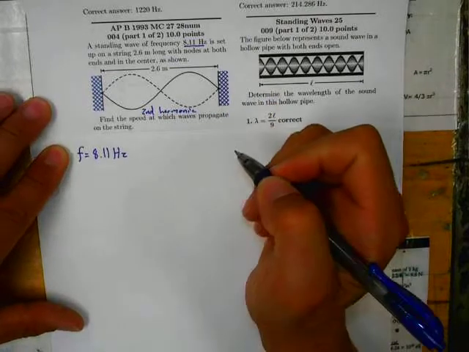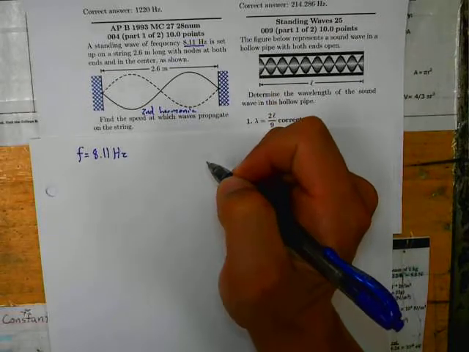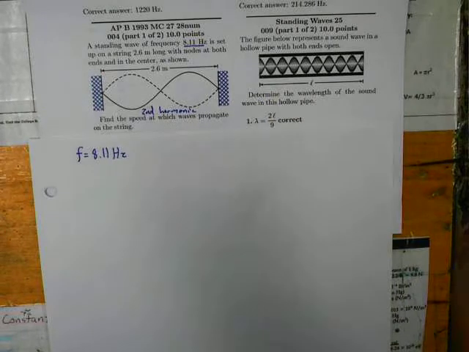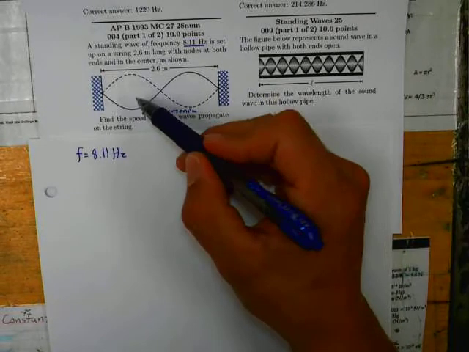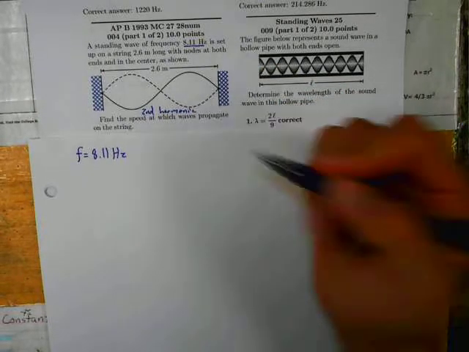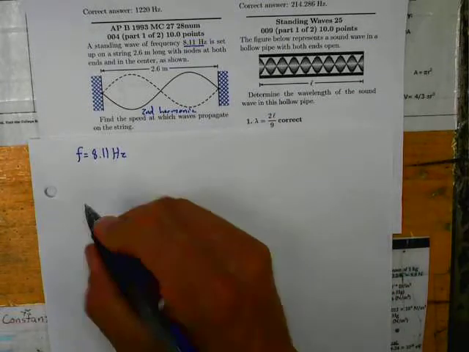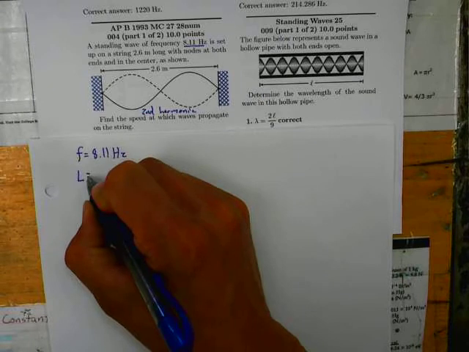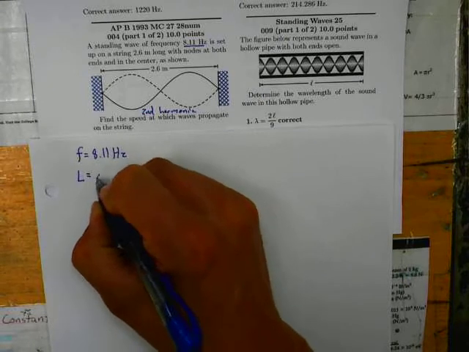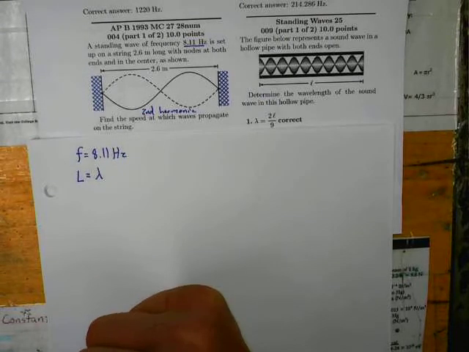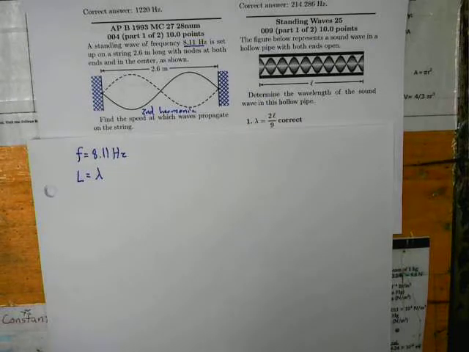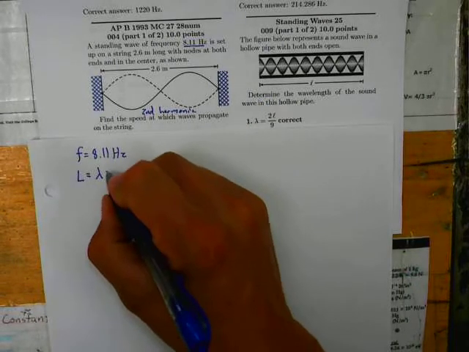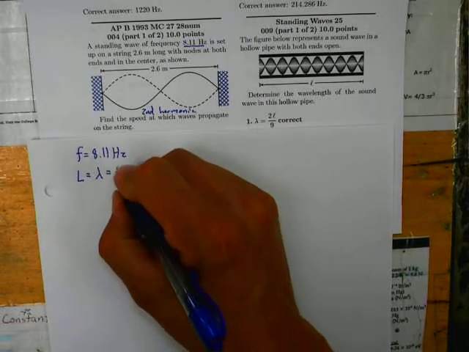And relating the second harmonic to wavelength is very easy. So how much of a wave are we looking at here? We got a half lambda there. We got a half lambda there. So we got a full wavelength. So length for the second harmonic is equal to lambda. All right, only for the second harmonic though. Okay, so in other words, the wavelength is the length of the string, or 2.6 meters.